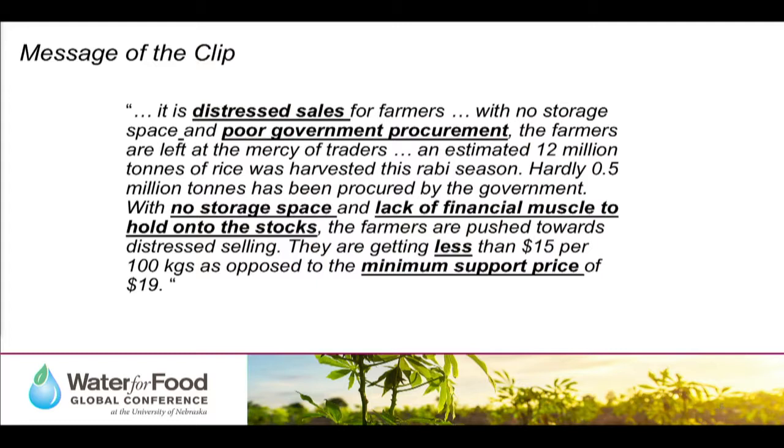So basically the message given in the video is summarized here. They are reporting that farmers are engaging in this practice of distress selling, where they are selling the produce at prices 15 to 20% lower than the support price offered by the government. And they have also cited some of the main reasons behind this practice. For example, they have cited the poor government procurement system, lack of storage space, and lack of financial muscle to hold on to the produce by farmers. So we take these factors into account, and let's talk about them in more detail.